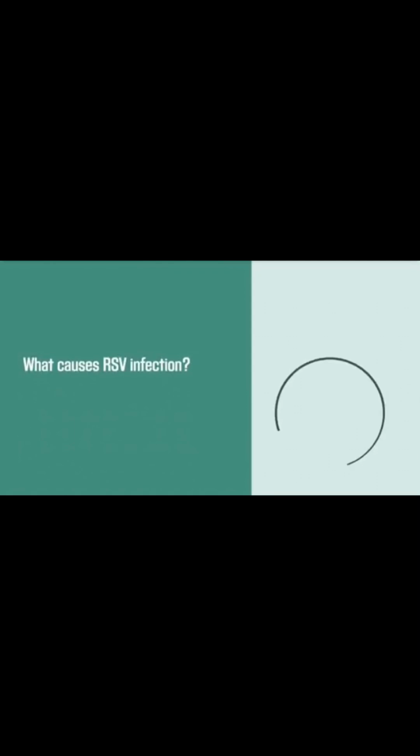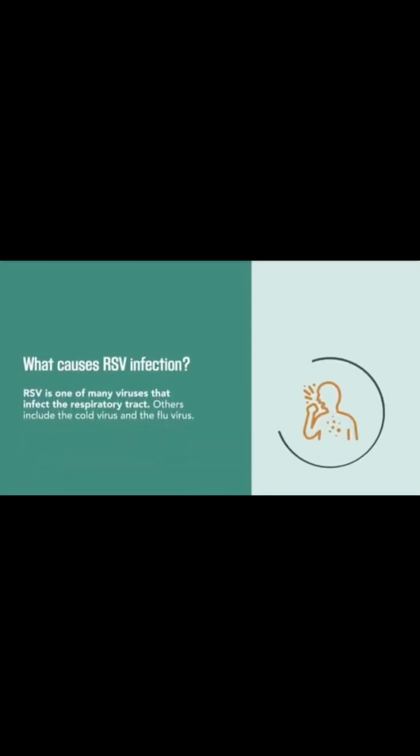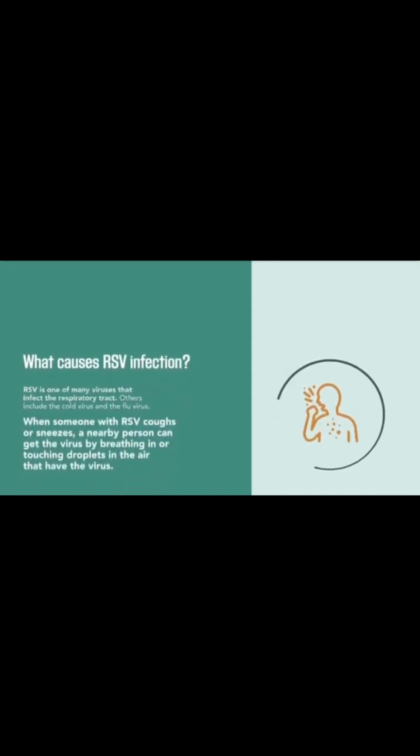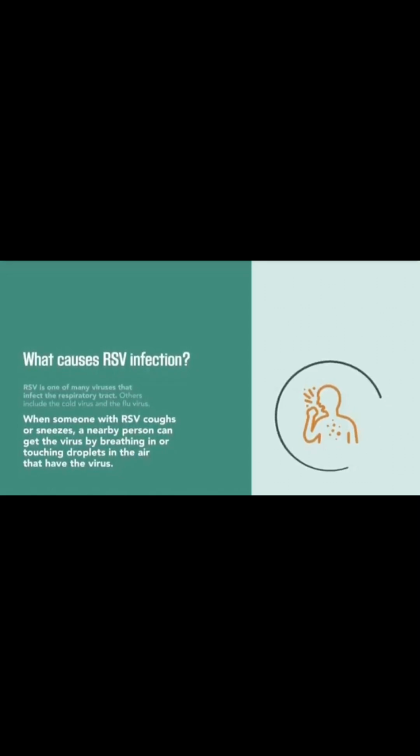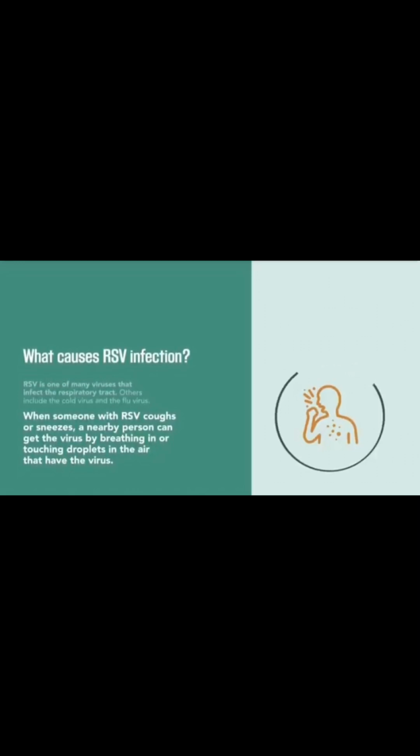What causes RSV infection? RSV is one of many viruses that infect the respiratory tract. Others include the cold virus and the flu virus. When someone with RSV coughs or sneezes, a nearby person can get the virus by breathing in or touching droplets in the air that have the virus.